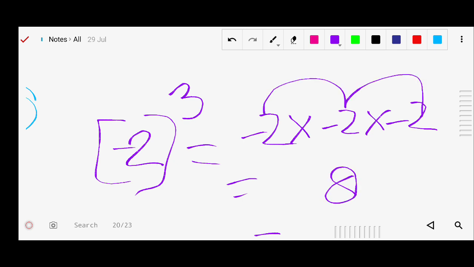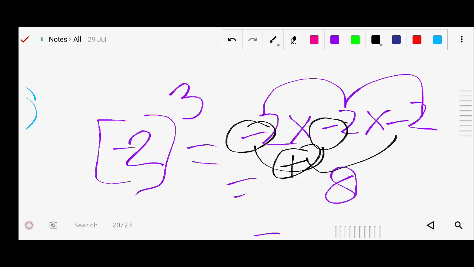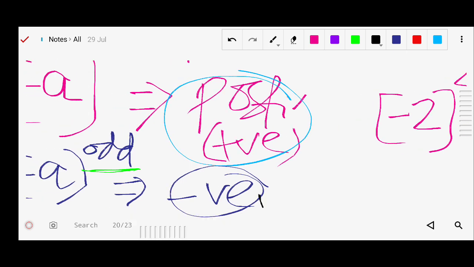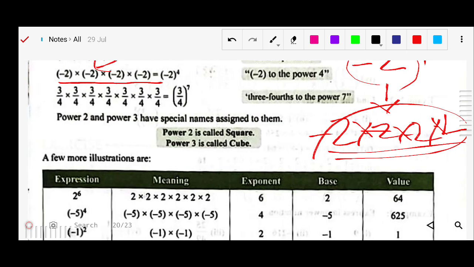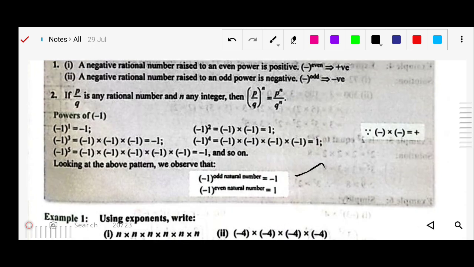This is 2 into 2 into 2, this is negative 2, so 2 to the 3 is 8. Okay, now what about the negative sign? These 2 will give the positive and this positive times the negative, so negative 8. So now in this case your answer will always come negative, right? This is also given here. It means simply, whenever the power is odd, the answer is negative; even, it's positive, that's all.